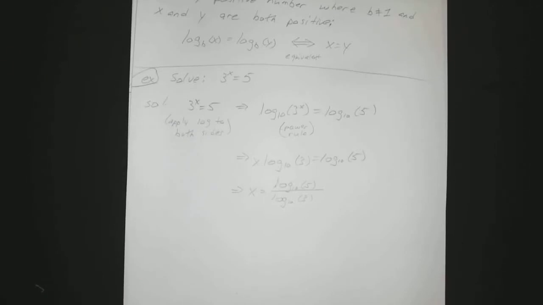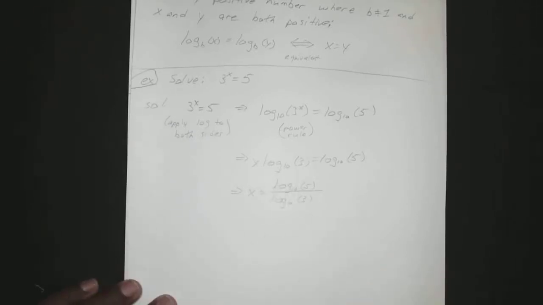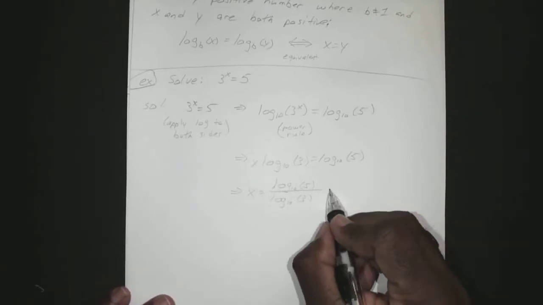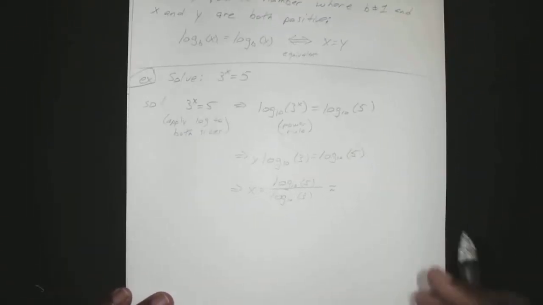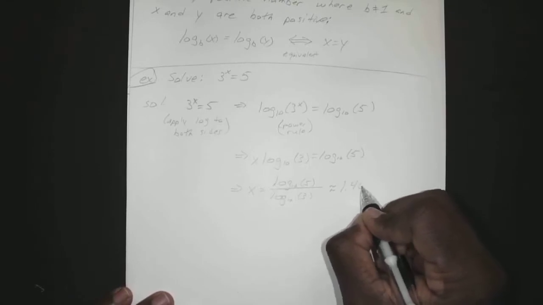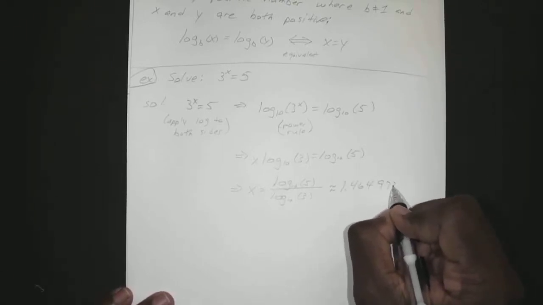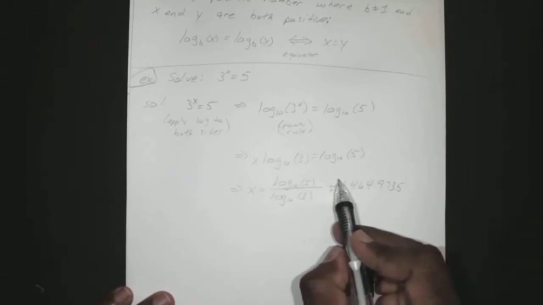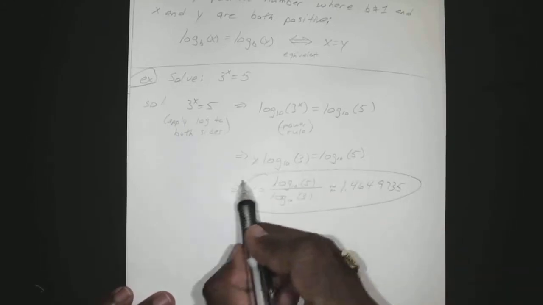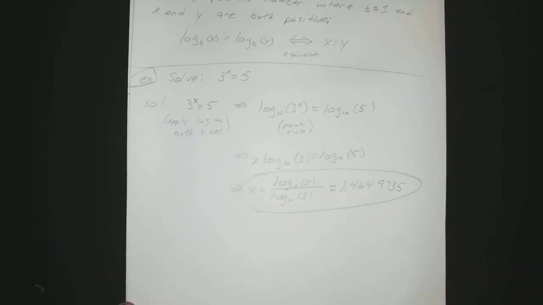Okay. Now, if this were the exam, that would be your answer, but on the homework, they may want it as a decimal. So you'd actually plug that in, and you'd get 1.464, and so forth and so on. But they'll usually tell you how many decimal points they want. All right, so any questions on that one?